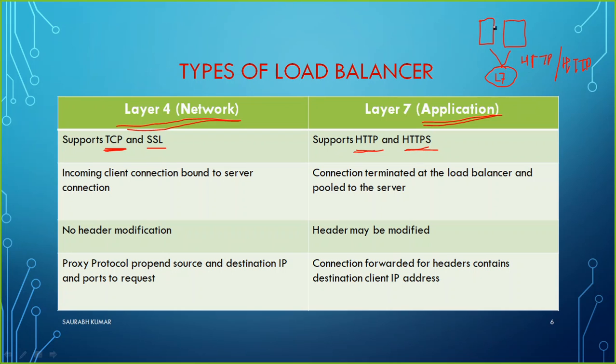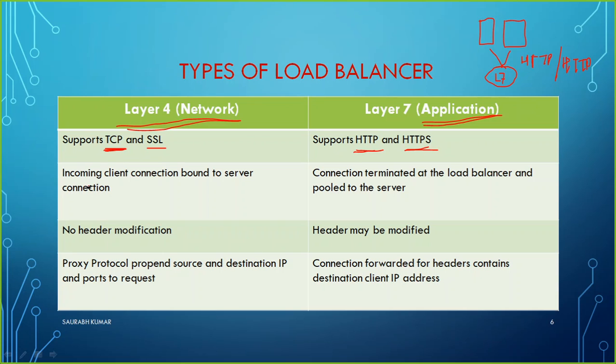If you have a file or any other kind of thing running, maybe a container or Docker or anything else which may require TCP, then we will be using a layer 4 or network type of load balancer. Maybe you have an IP address or something like that, then we will be using layer 4.